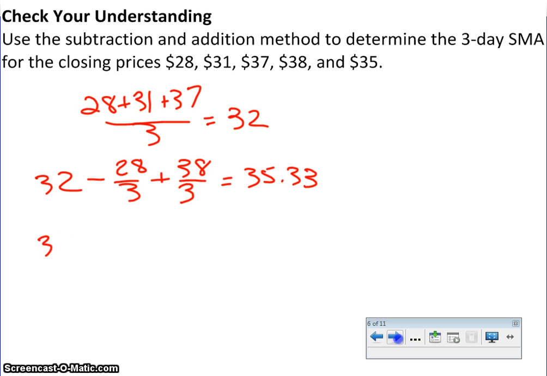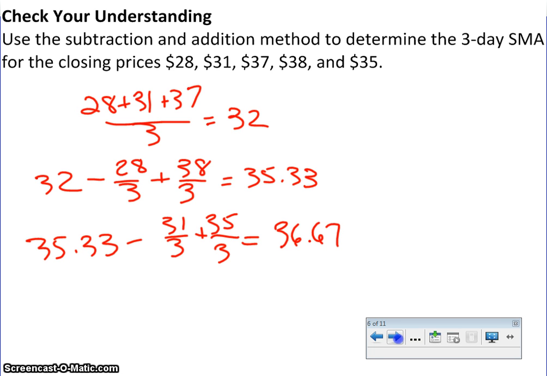Last one, 35.33 minus 31 over 3 plus 35 over 3 gives me 4 over 3 or 1.33, so 36.67. And those are my 3 simple moving averages using the addition and subtraction method. So we'll go ahead and finish up the last couple of examples in our next video. Good job, everyone.